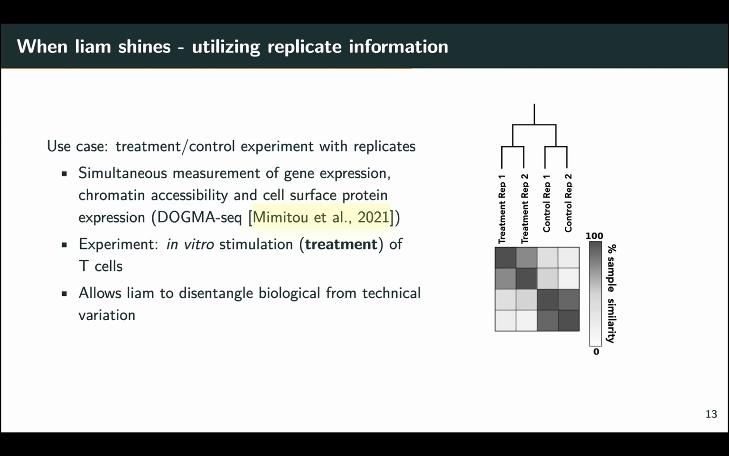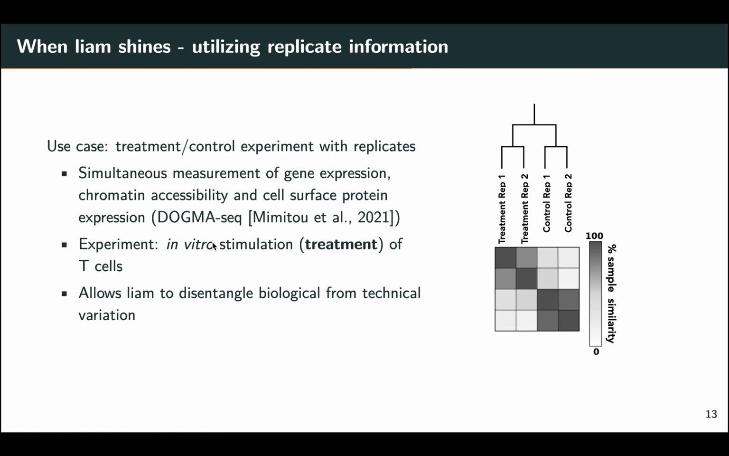And this is really where the framework that we set up comes to its full potential. It's when we can utilize replicate information. So the data set here is what I teased a bit earlier. We have a treatment control experiment with replicates. And this data set is publicly available.